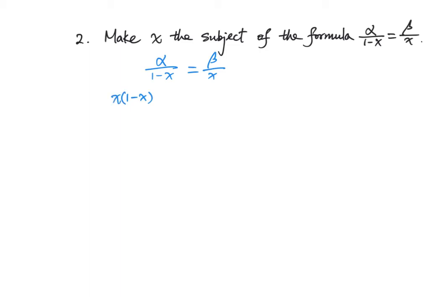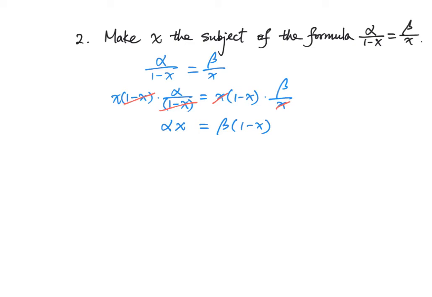So I multiply x times (1 minus x) on the left-hand side, and also multiply x times (1 minus x) on the right-hand side. So on the left-hand side, (1 minus x), the whole bracket, can be cancelled. So alpha x is left on the left. And on the right-hand side, x and x can be cancelled. So beta times the bracket (1 minus x) is left.